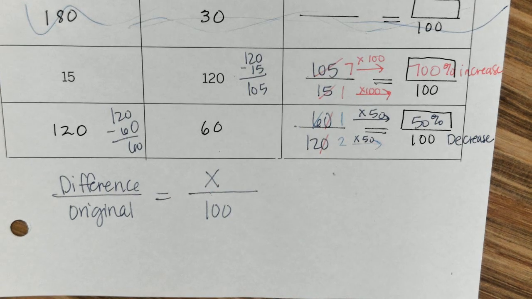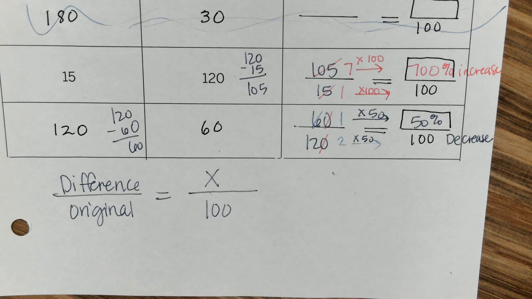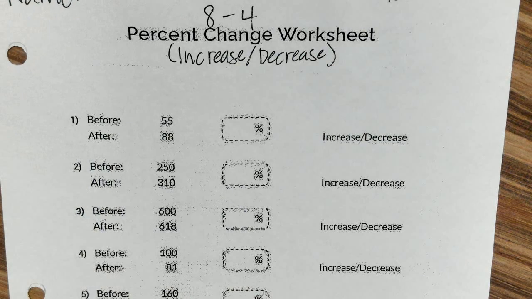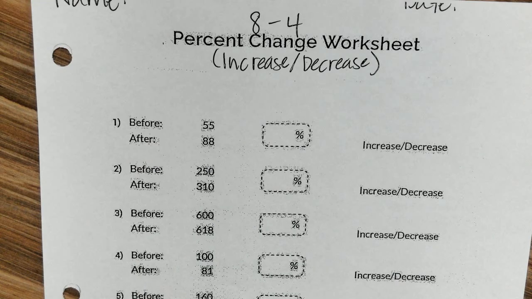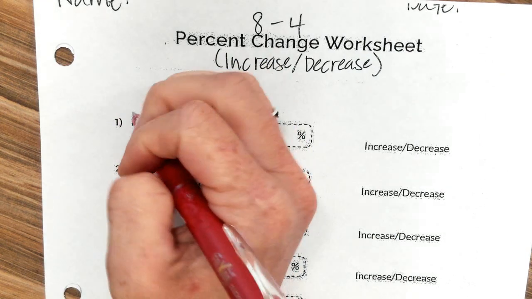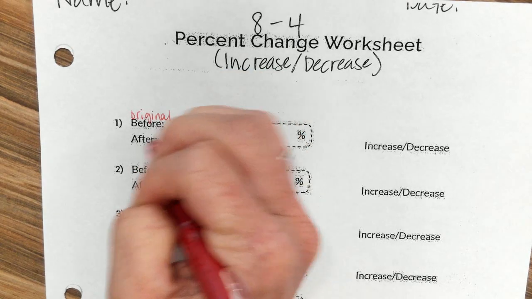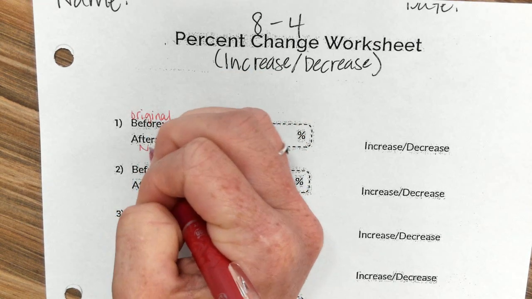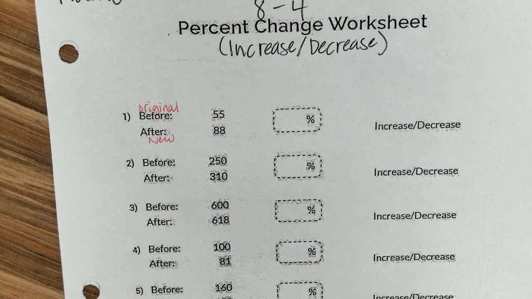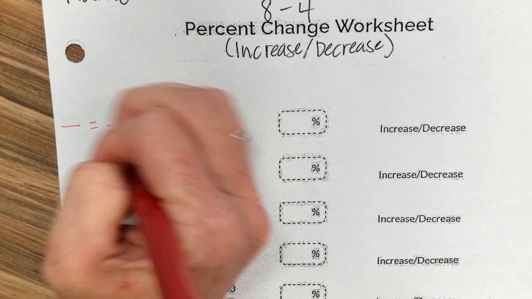Do y'all have any questions on this? Okay, let me get your assignment. Okay, make sure your name is on your paper. You are going to have to set up your own ratios. So before means the original amount. Does everybody understand what before means? And then after is the new. So you need to make your ratios.